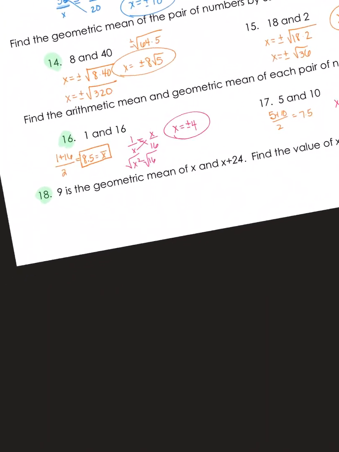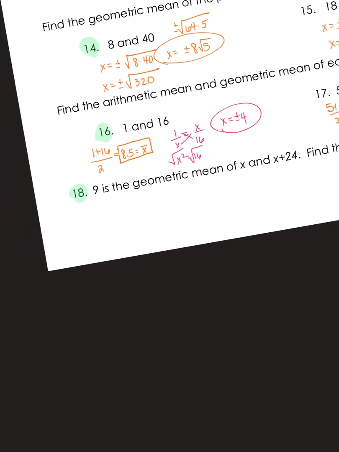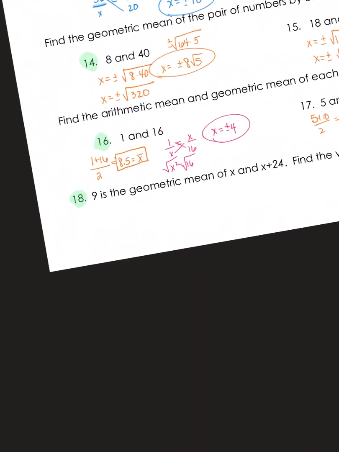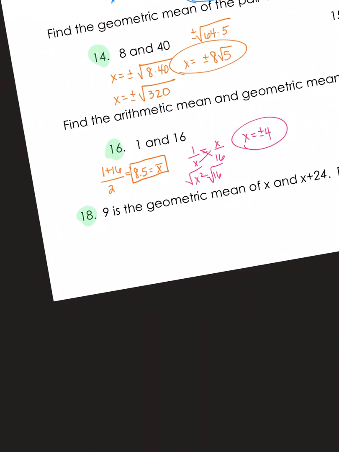Lastly, number 18 tells us that 9 is the geometric mean of a number x and x plus 24. It asks us to find the value of x. That's a little confusing because x is not the geometric mean, so we probably should use a different variable, but 9 is the geometric mean. So if you set this up proportionally, we know that x over 9 is equal to 9 over x plus 24.